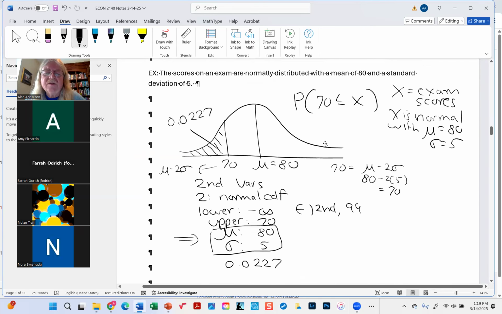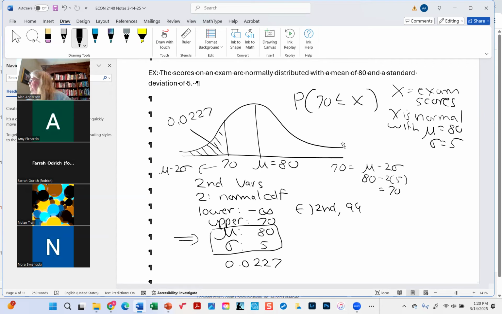So now we started to do this example the other day. We have scores on an exam that are normal, and we're assuming the mean is 80 and the standard deviation is 5. So I'd like to start out by asking, what is the probability that our score in the exam is 70 or less? Oh, actually, I just realized I wrote this incorrectly over here. Hold on. Yeah, this is backwards. Yeah, that's a lot more like it.